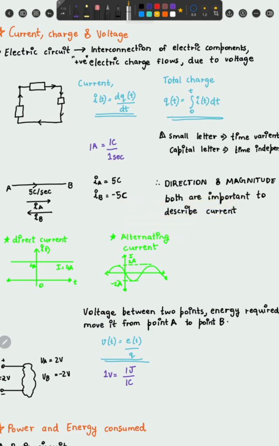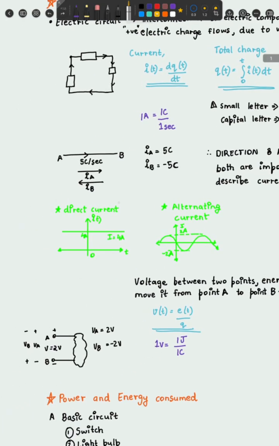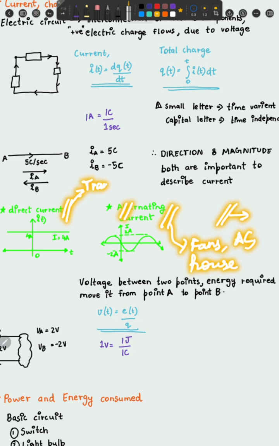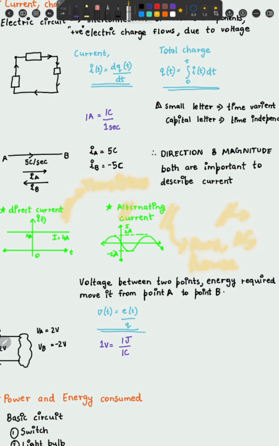I can't describe current only with magnitude because I don't know in which direction the positive charge is flowing, but also I can't describe it only with direction. I need magnitude saying how many amperes are flowing. Both are important. So you have direct current and you have alternating current. Alternating current is usually used in fans, AC, and this is what you get in the house. Direct current is used for a lot of other things like transistors and so on. So this is something which you want to know.